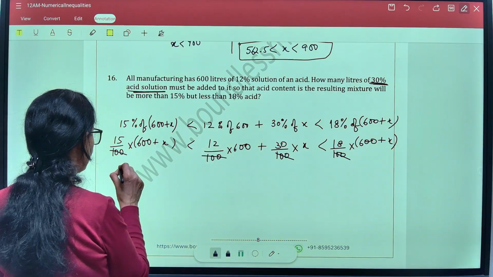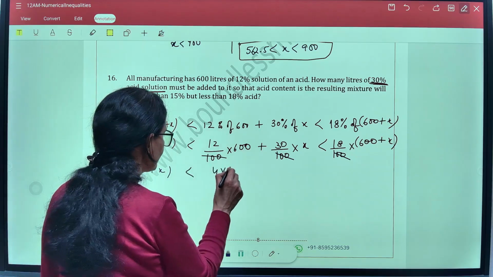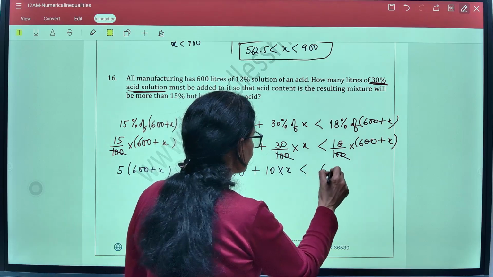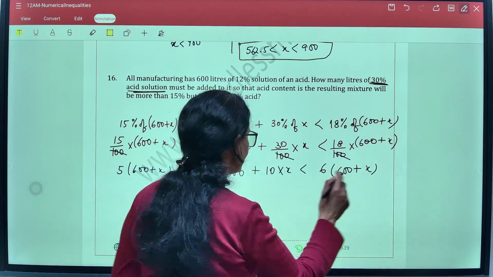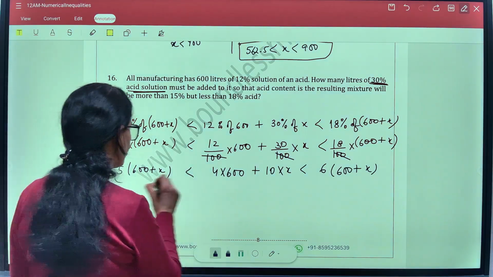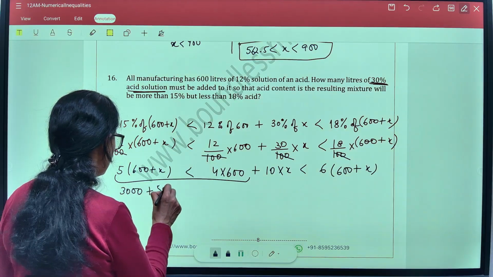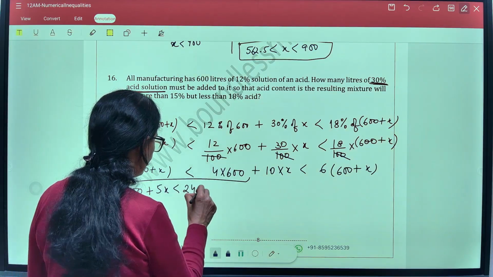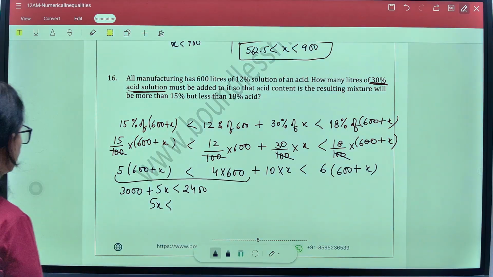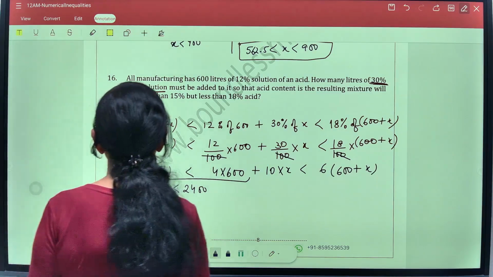So eventually we'll have 5 into 600 plus x less than 4 into 600 plus 10 into x less than 6 into 600 plus x. So if you look at this, it looks a little better to solve because there are no fractions involved now. So let's solve the first two parts and find what is the solution. 5 6s are 30. This becomes 3000 plus 5x less than 6 4s are 2400. That means 5x is less than 600.